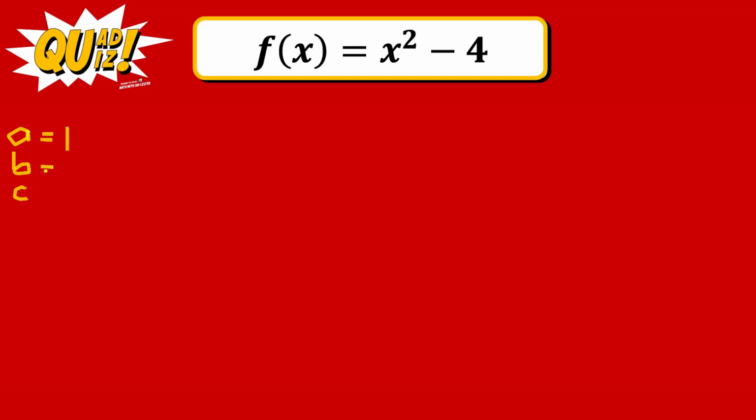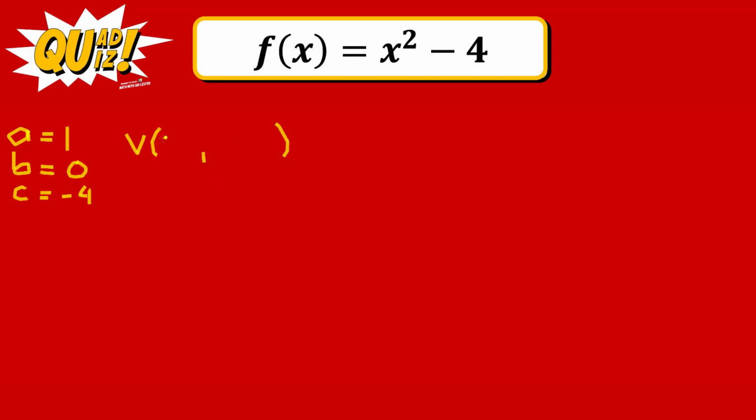Our B coefficient is the coefficient of x, and since there's no x term here, that's 0. And the C here is our constant. It's not just 4, but more importantly, it's -4. These coefficients can be used to solve for the vertex. Our vertex is a point in the graph, hence it's a combination of x and y coordinates.